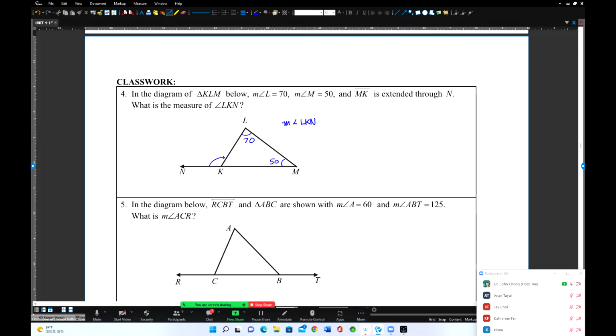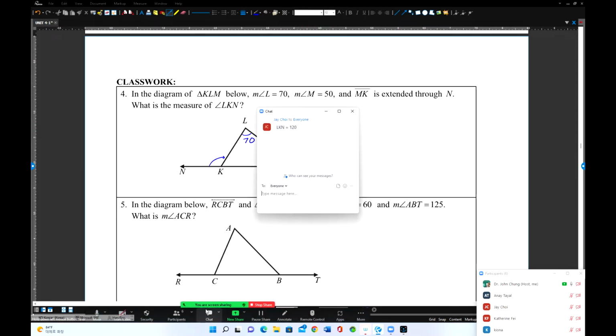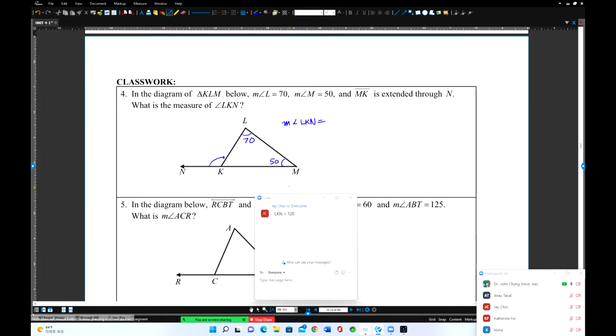How much is that? Can anybody give the answer? Let me see. 120. That's right. 120, right? 70 plus 50, the sum of two remote interior angles. 70 plus 50 equals 120. Excellent.